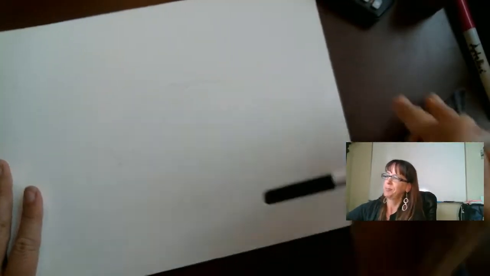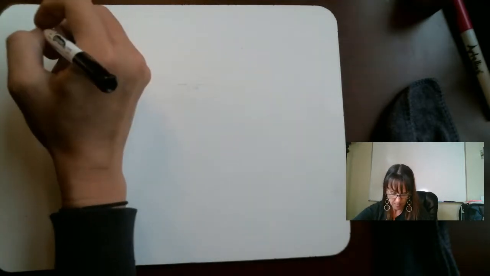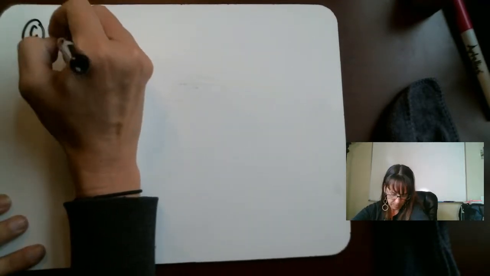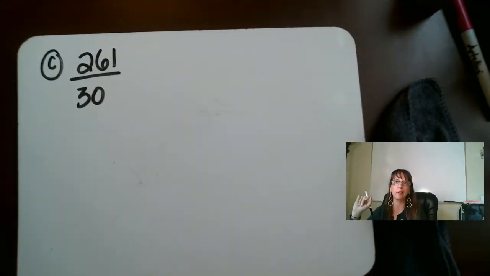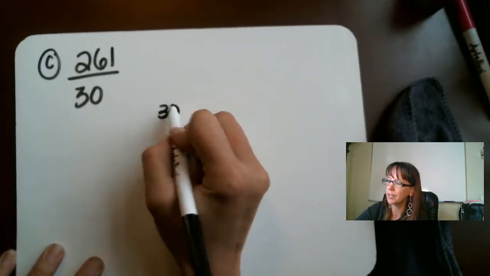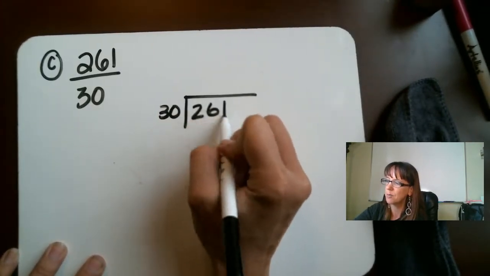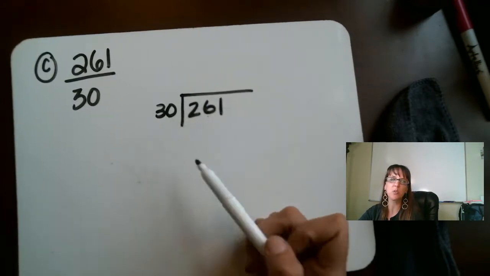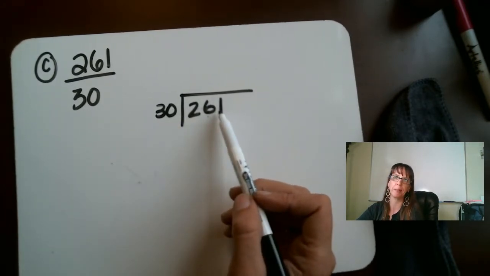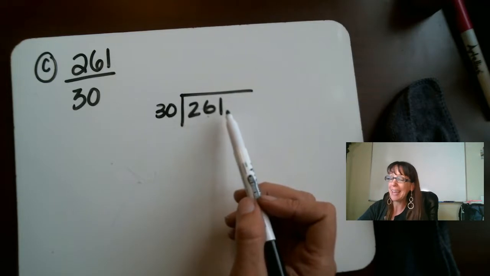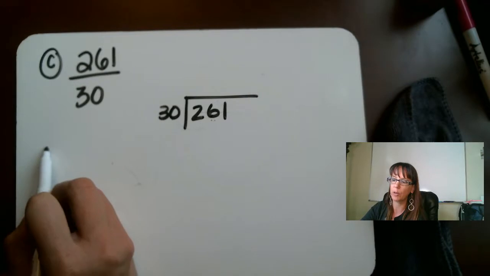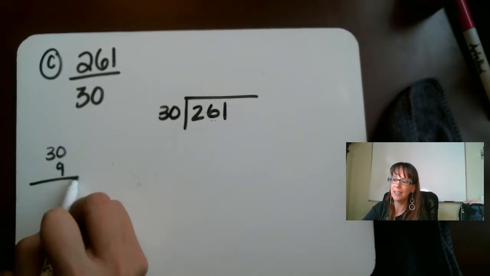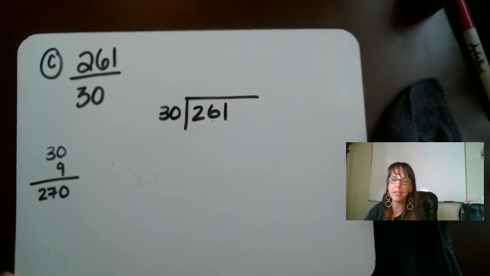All right, let's take a peek here. C. C is going to be 261 divided by 30. So what we do is 30 divided by 261. Well, 30 does not go into 26. It's going to have to go into this whole thing, right? I know 30 times 10 is going to give us 300. This is a little less than that, so let's do some work here. 30 times 9 will give us 270.